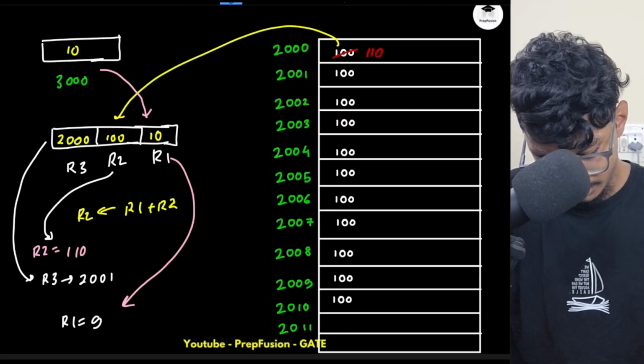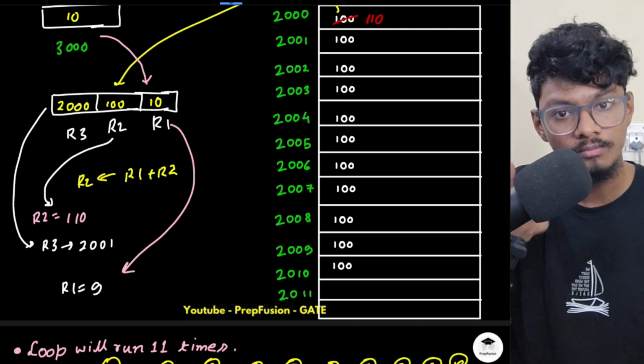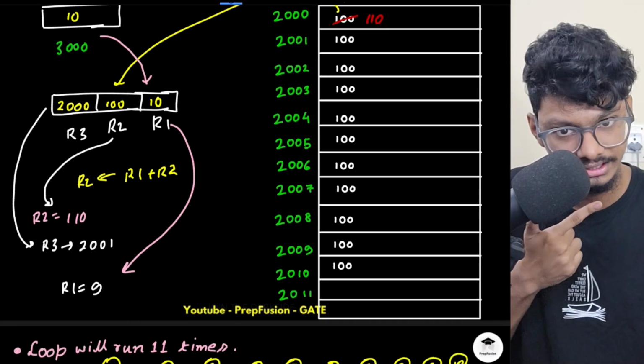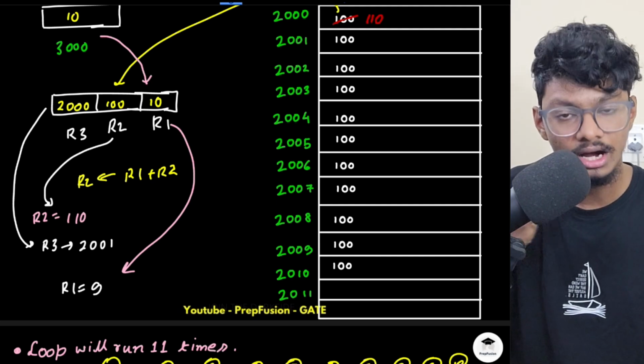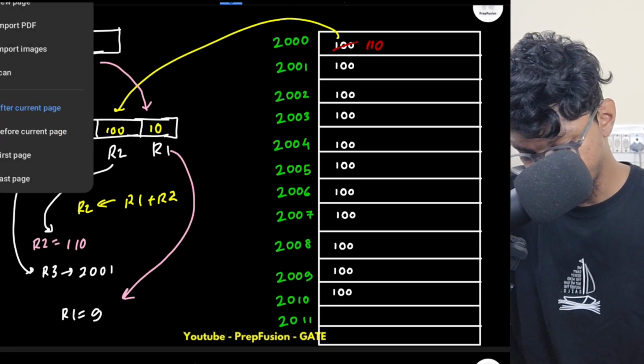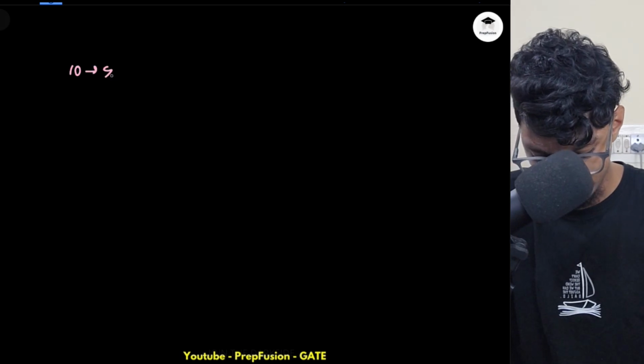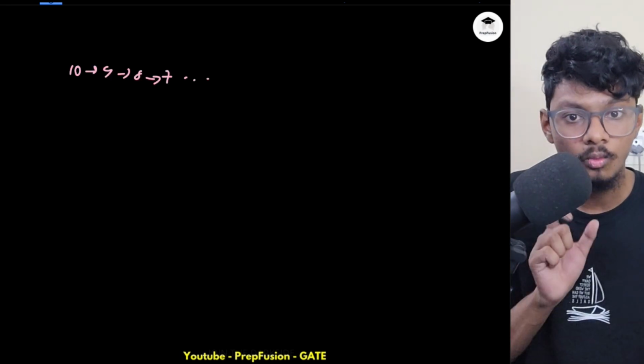So what will happen? At the first step, R1 decremented from 10 to 9. In the second step, R1 will decrement from 9 to 8. Third step, R1 will decrement from 8 to 7. So that is what will happen, right? So it will go from 10, 9, 8 and 7, and so on. Okay, so how do I find out?